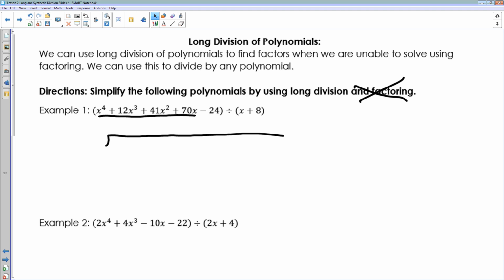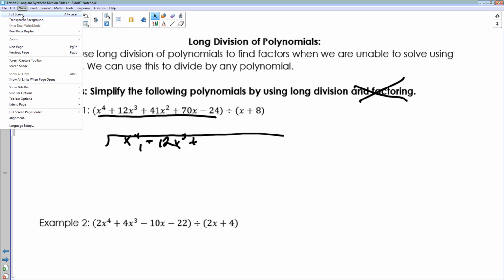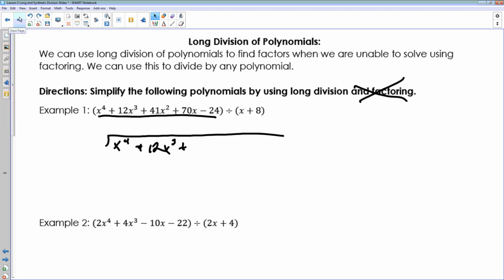So this is our problem. We've got x to the fourth plus 12x cubed plus 41x squared plus 70x minus 24. And we're dividing by x plus 8.